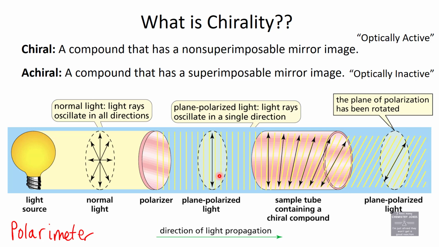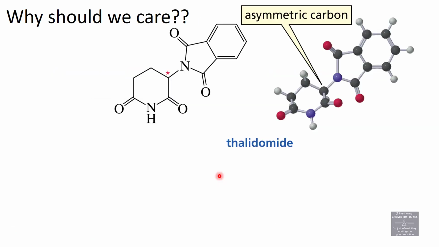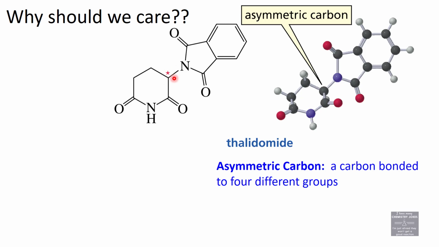That sounds super nerdy, sciencey. I'm not sure what application that has to real life. Well, this is thalidomide. Thalidomide has one of those asymmetric carbons that was on our isomers flowchart in the beginning. What the heck is an asymmetric carbon? An asymmetric carbon is a carbon that's bonded to 4 different groups. We'll explain that definition better in a moment, but right now we're trying to figure out why we care about chirality.